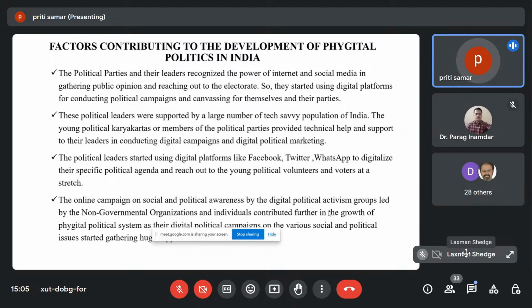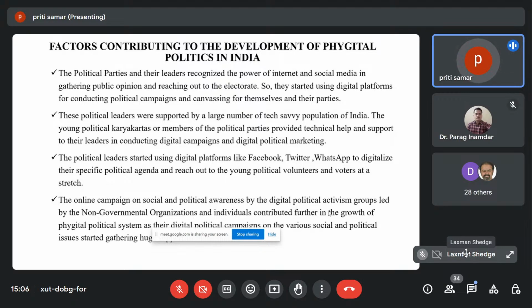So they started using digital platforms for conducting political campaigns and canvassing for them and their parties. These political leaders were supported by a large number of tech savvy population of India, especially the young IT students, the young political karyakartas or the members of political parties, who provided technical help and support to their political leaders, and this helped the political leaders in conducting digital campaigns and digital political marketing. The political leaders started using digital platforms like Facebook, Twitter, WhatsApp to digitalize their specific political agenda and reach out to the young political volunteers and voters at a stretch.